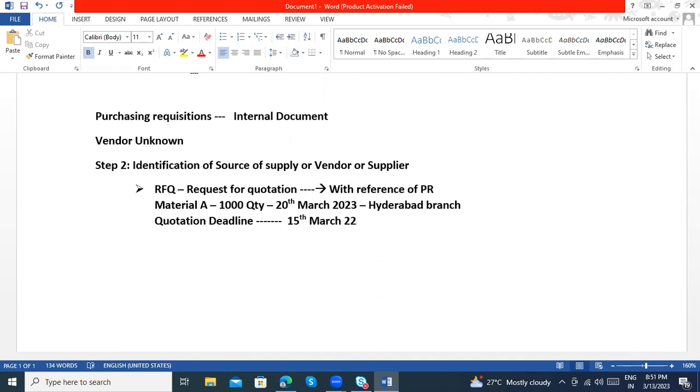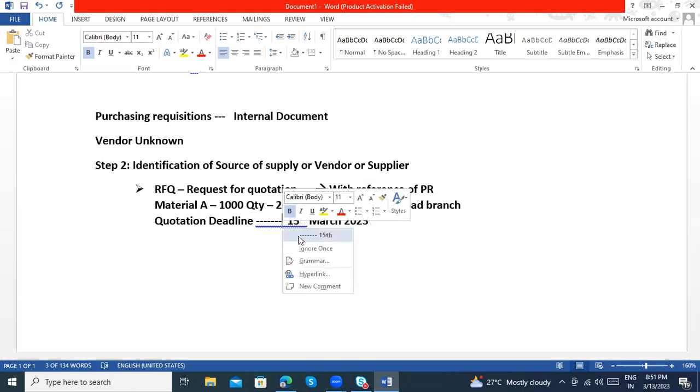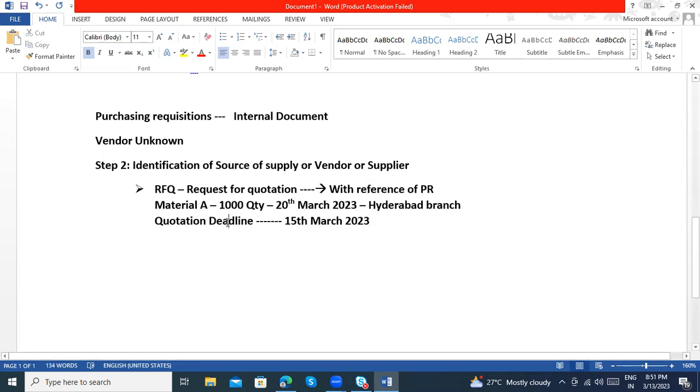If I get the response, I can compare the quotations I have received and raise the order. If I get a quotation on the 28th, there is no use, because my requirement date is already gone. If I order then, how can you get my stock on time? So the quotation deadline is very important. Did you get the point why we have it? Yes, sir, I got it.